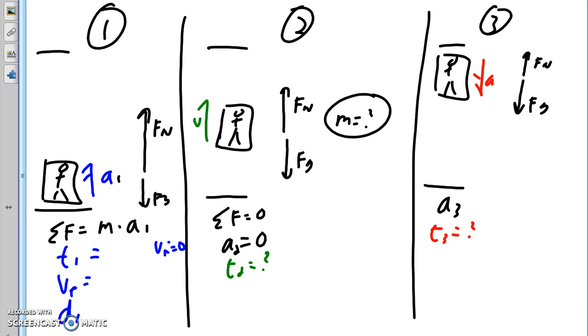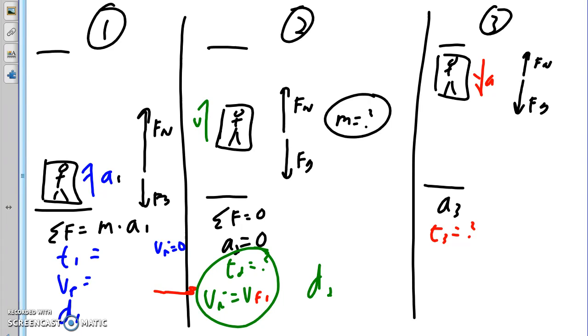The final velocity of leg 1 is equal to the initial velocity of leg 2. The speed you're going at the end of this one, v final 1, is the initial speed you're traveling at the start of the next. Using this, the time and the velocity can then get you the distance you travel while you're moving at constant velocity.